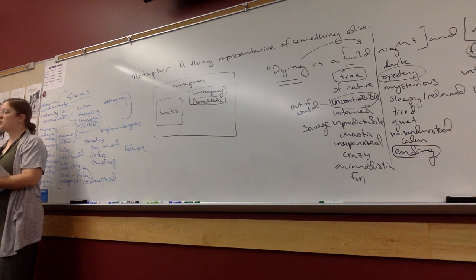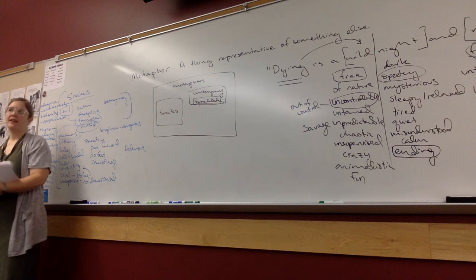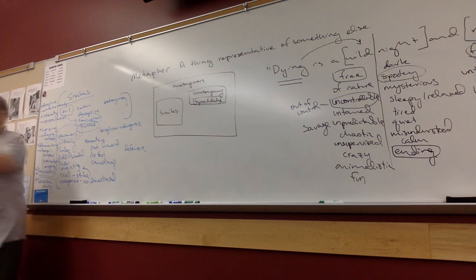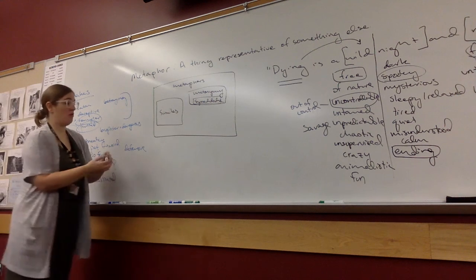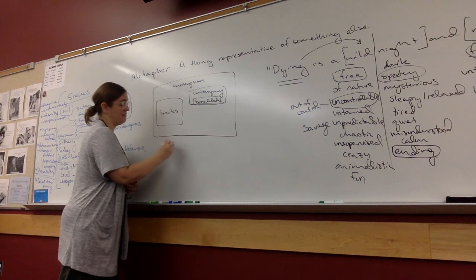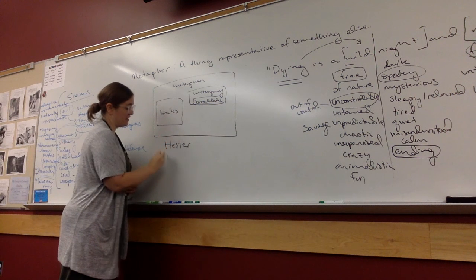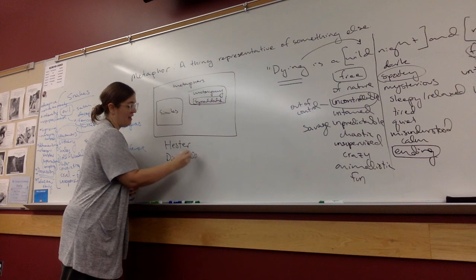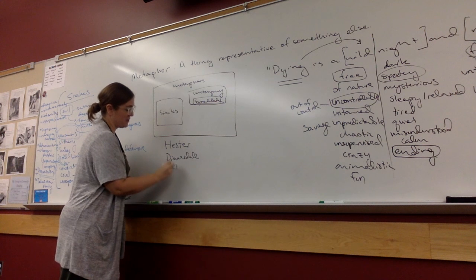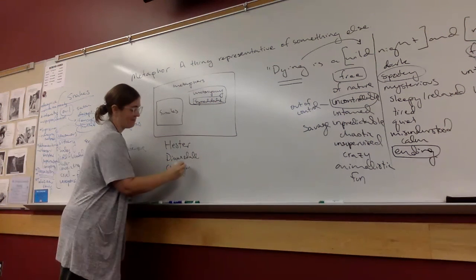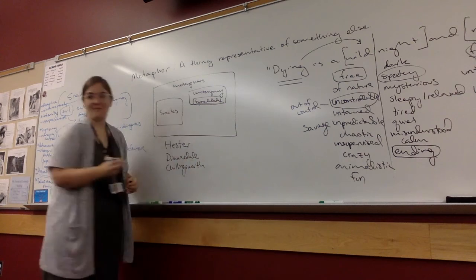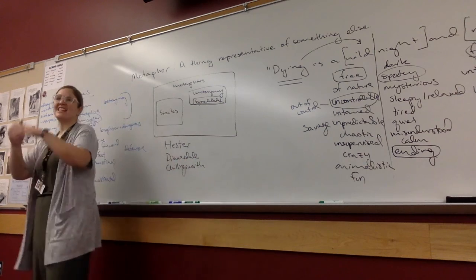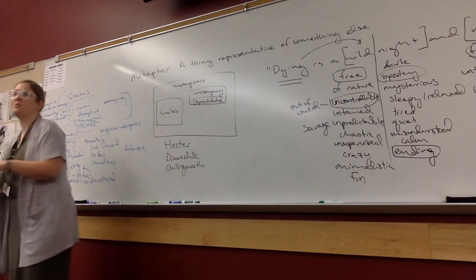All right, in your trio, you are going to decide between 3 characters. You need one of each. So one person is going to be Hester. One person is going to be Dimsdale. And one person is going to be Chillingworth. So I'll give you 10 seconds in your group. Decide which person you want to be.